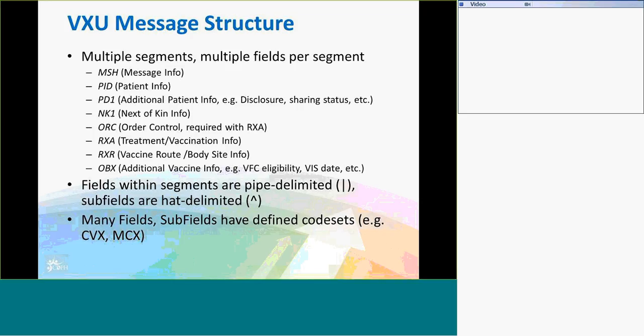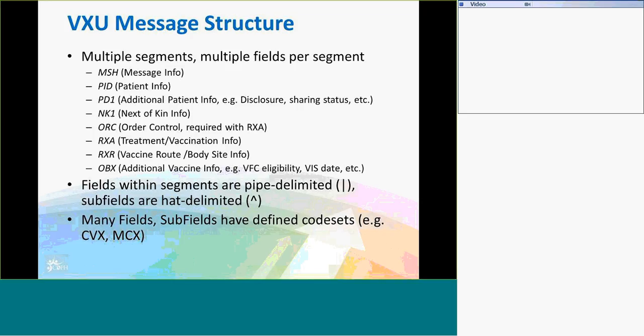The patient demographic segment, PD1, contains additional demographic information like disclosure and sharing status. The next of kin segment, NK1, contains information about the patient's next of kin or other related parties. The order request segment, ORC, is required for HL7 version 2.5.1 messages, and each RXA must be associated with one ORC.